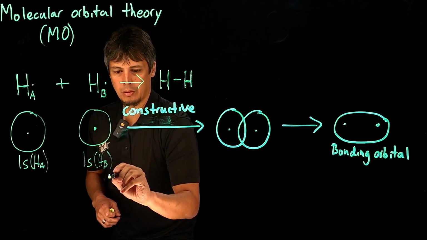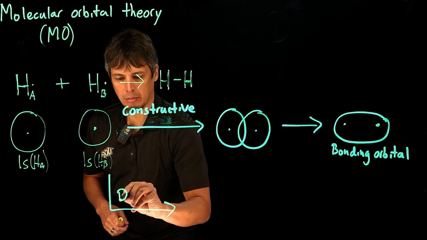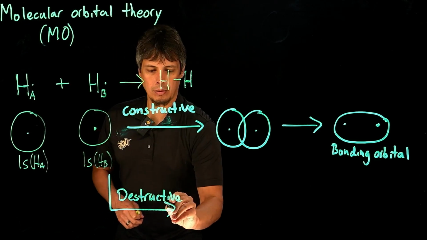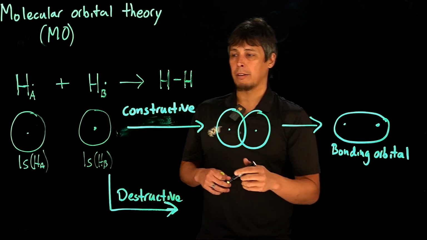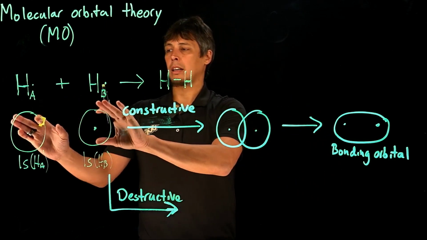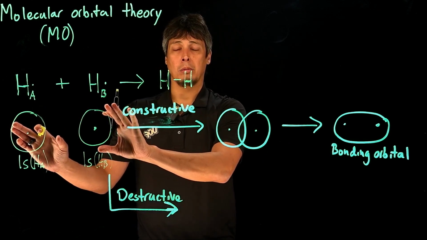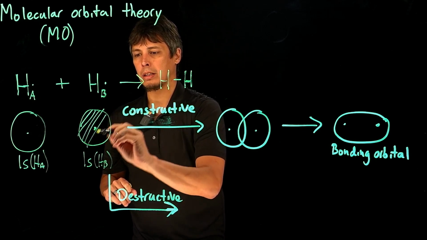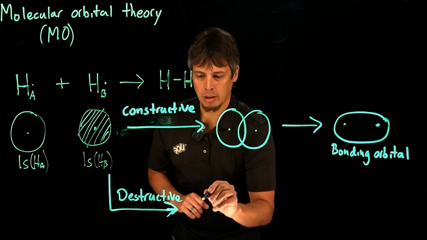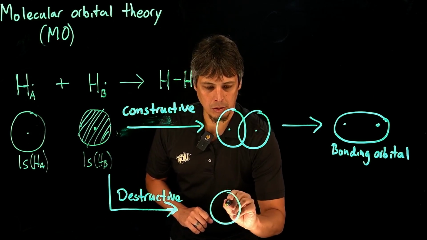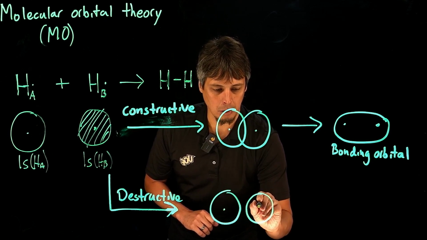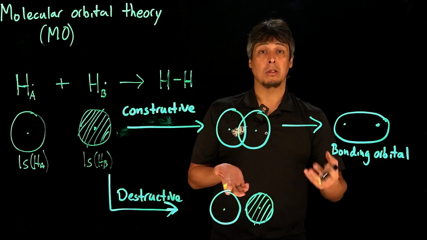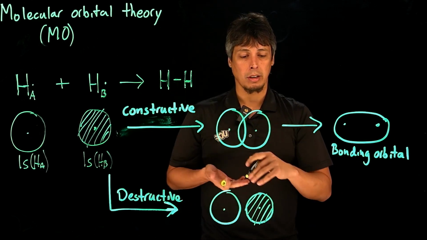Alternatively, we can have destructive interference. And this will happen if the wave functions are out of phase. So for instance, instead of thinking of the atomic orbitals that have the same phase, what if they have opposite phases? And so we can denote that by, for instance, making this stripe here. And so if we do that, these are now out of phase, and in the places where they do overlap, there's going to be destructive interference, and therefore the wave functions are going to cancel out.